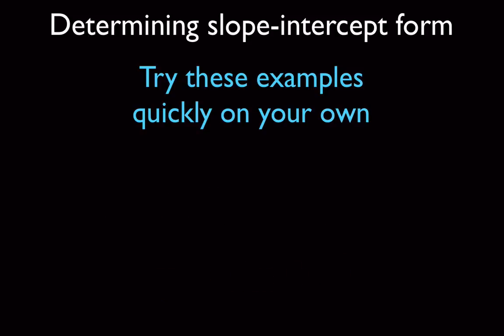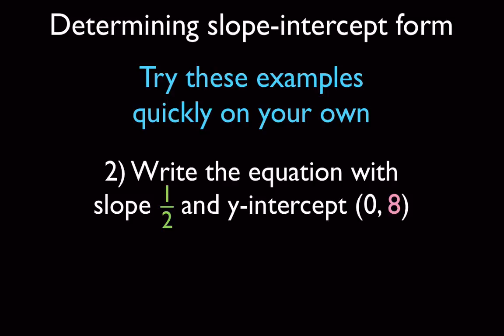All right, second example. Write the equation with slope 1/2 and y-intercept (0, 8). So go ahead, take a second, pause the video, hit play once you've written down the information and figured out the answer. Okay, so we start off with our slope, which is 1/2, and our y-intercept, which is (0, 8).